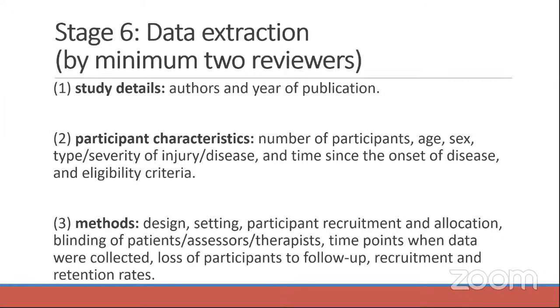And this should be again performed by 2 reviewers. If you want to minimize the work, one person can extract the data while the other person can verify the data of the included studies. Some of the data to be extracted include study details, that is those of the citation, participant characteristics, including number of participants, age, gender, type and severity of injury or disease, time since onset of the disease, and eligibility criteria of the participants. Methods should include design, setting, participant recruitment and allocation criteria.